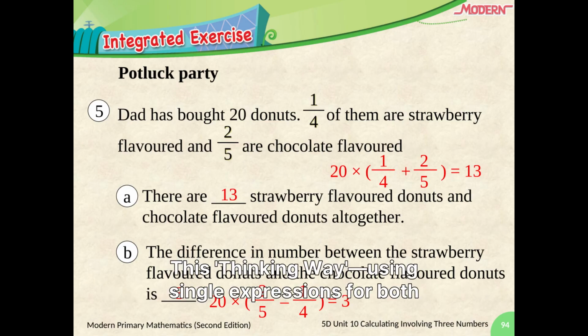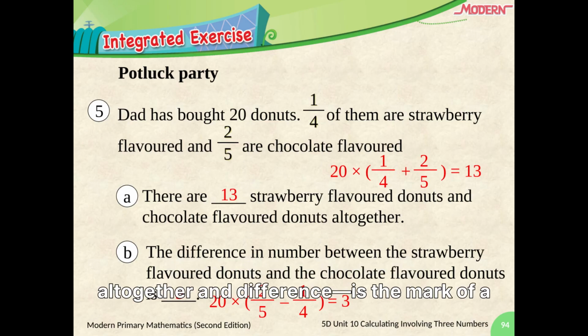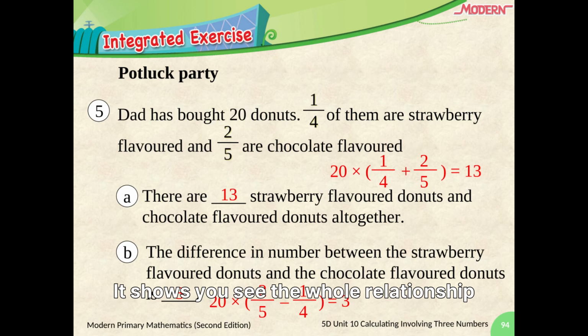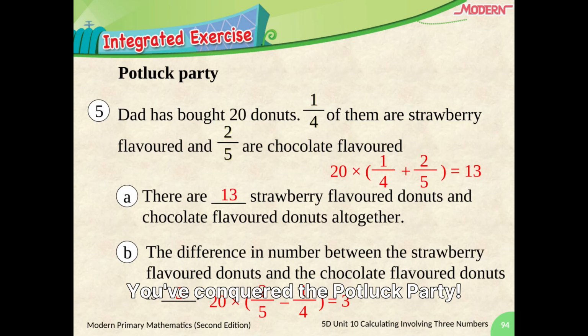This thinking way, using single expressions for both altogether and difference, is the mark of a true math professional. It shows you see the whole relationship between the donut flavors at once. You've conquered the potluck party. Give yourself a big round of applause.